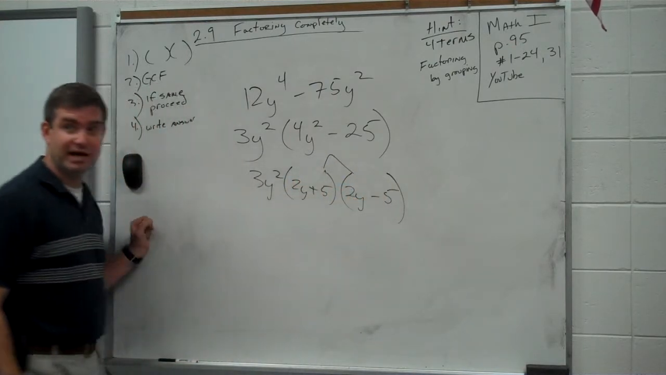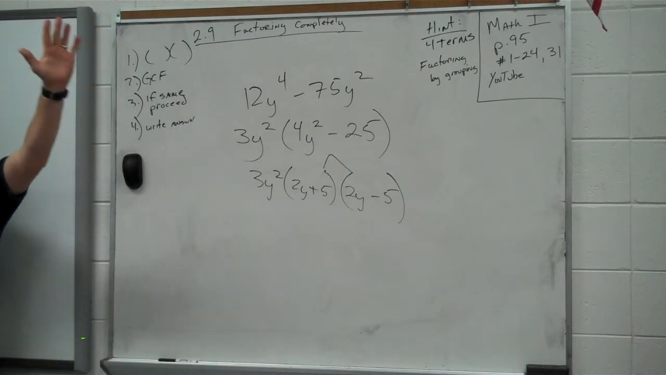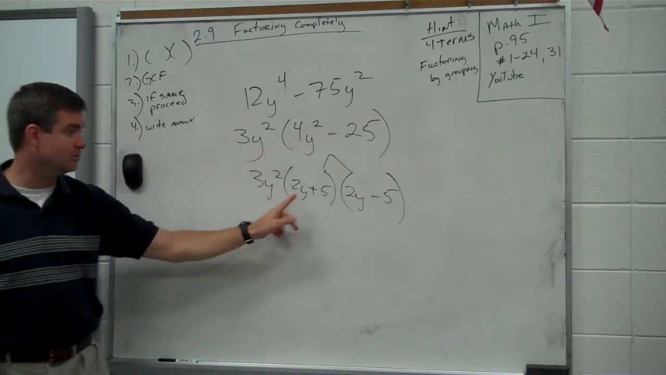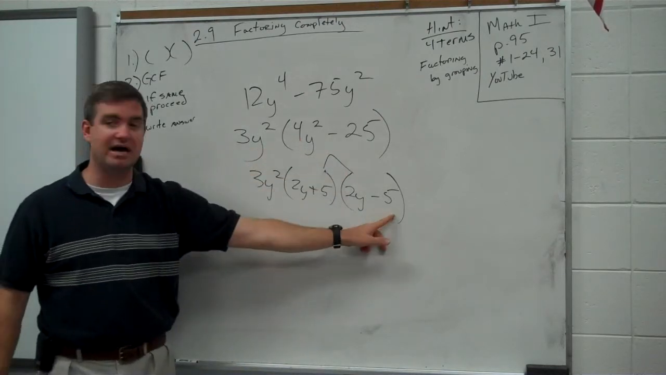Where in the world did those values come from? Raise your hand if you do not know where 2y and 5 came from. Anybody? All I did was take the square root. Square root of that gives me the 2y. Square root of that gives me the 5 and 5.